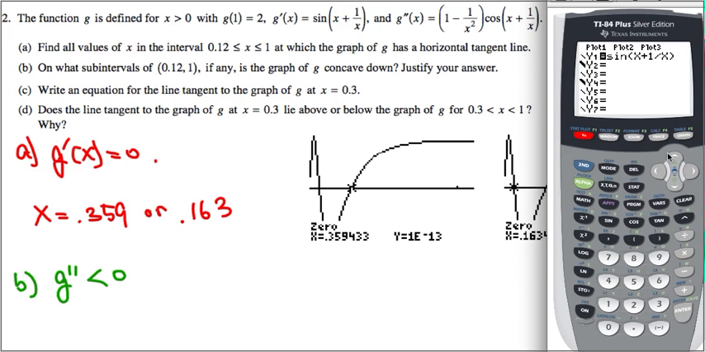Y equals, and I'm just going to turn off the first one, but not erase it. And here we have 1 minus 1 over x squared. Alright, that's the first portion. Times cosine of x plus 1 over x. Alright, and then we need to have the same interval. And we're just going to go for zoom fit, 0.